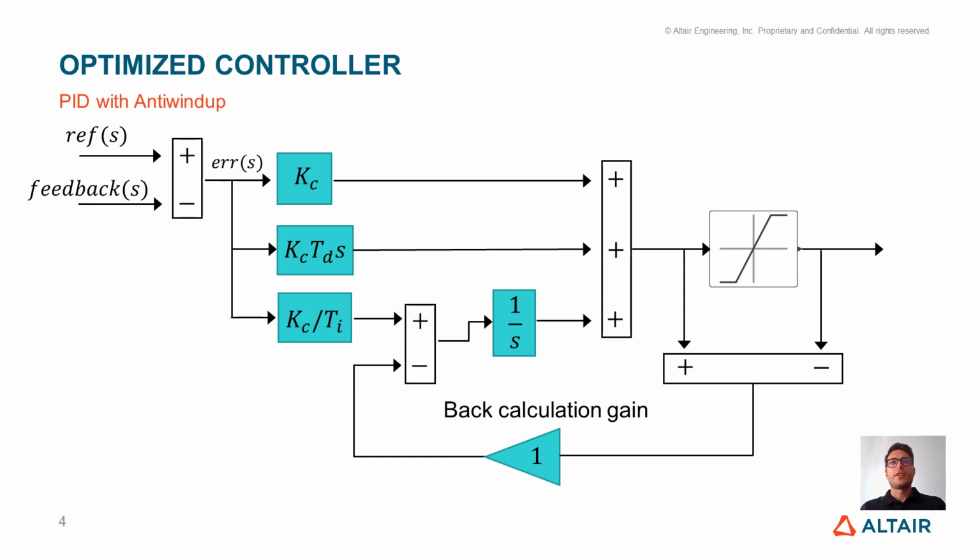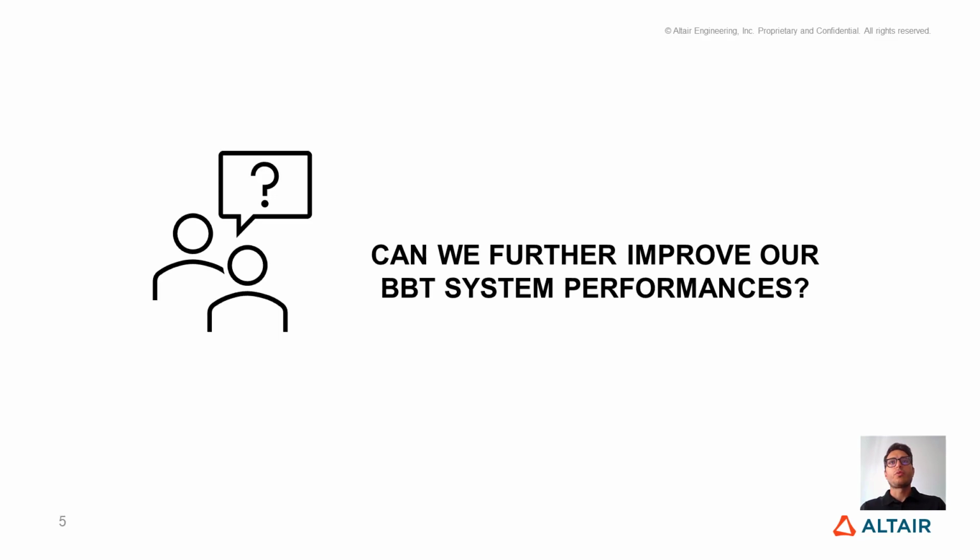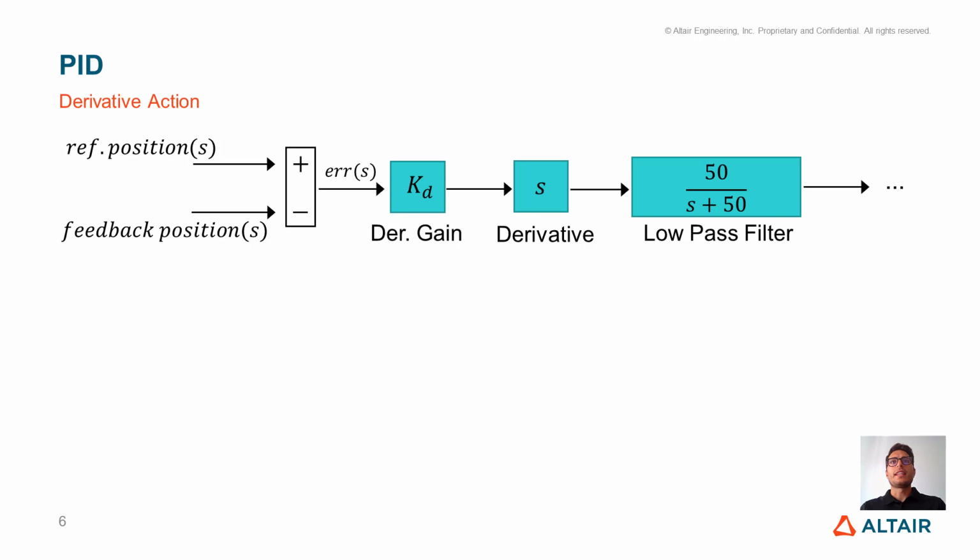In the last video, we came up with an optimized PID controller with anti-windup, and we asked ourselves if it was possible to further improve our BBT system performances. So, let's see what can be improved. And let's focus on the derivative action of the PID controller.